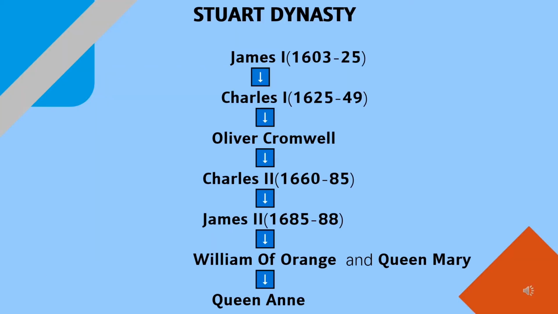Now let's do a quick recap on the hierarchy of the Stuart dynasty of England. The first ruler of the Stuart dynasty was King James I. He ruled England from 1603 to 1625, and after his death, his son Charles I ascended the throne, and he ruled from 1625 to 1649. Remember, it was during Charles I's reign that the Long Parliament of the Puritan Revolution took place, and also the First and the Second Civil War broke out.